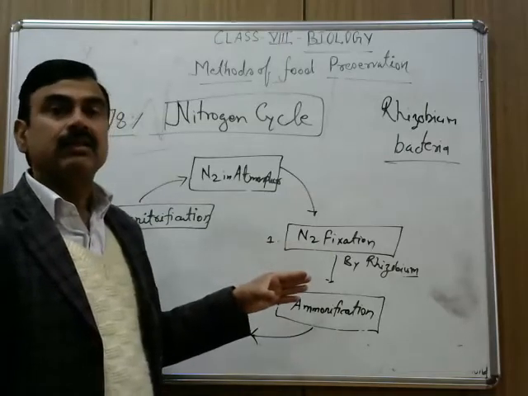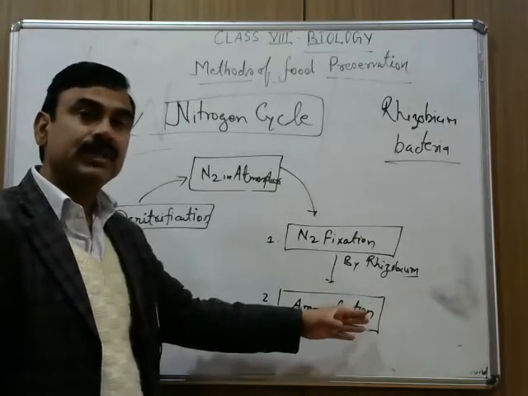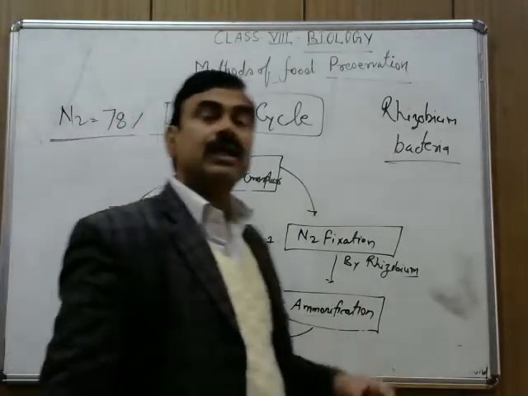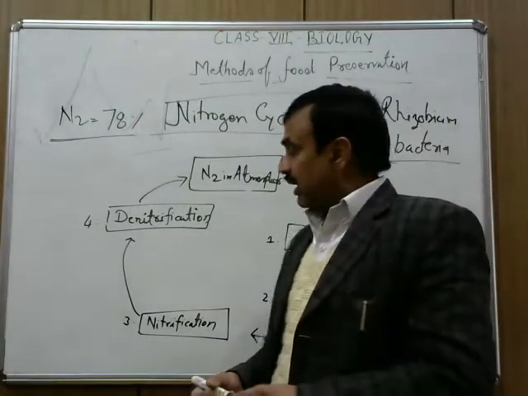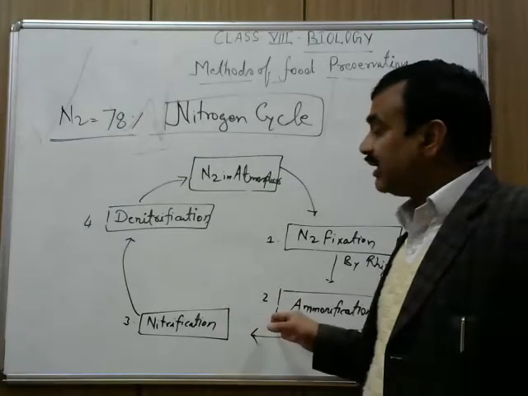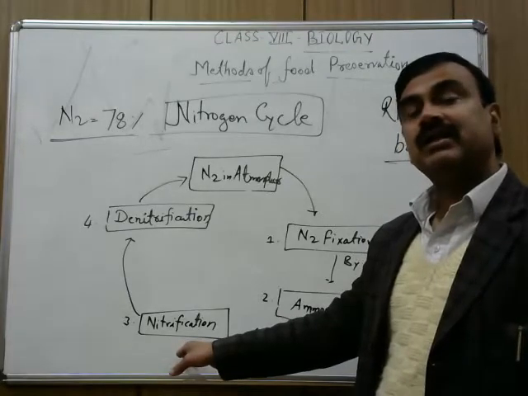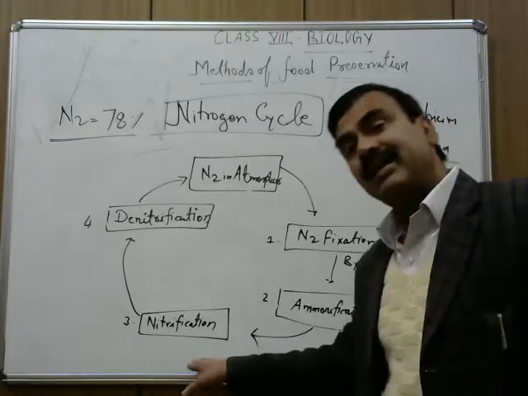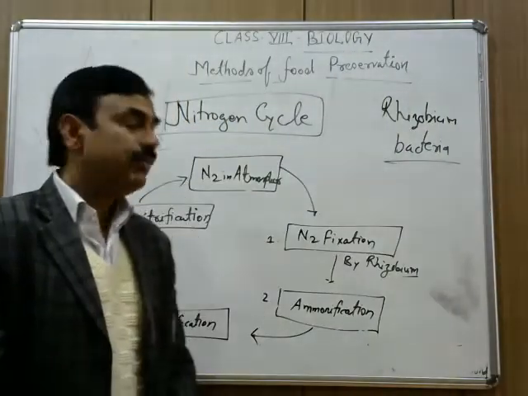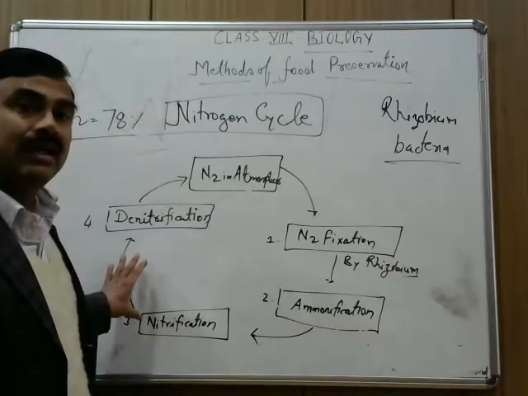Then that protein is converted into ammonia by the ammonification process. You can write: protein is converted into ammonia in the ammonification process. And this ammonia is converted in two more steps. First, ammonia is converted into nitrite by nitrosomonas, and then that nitrite is converted into nitrate by nitrification. So what is nitrification? The conversion of ammonia into nitrite and nitrate is called nitrification. You got my point? The process of conversion of ammonia into nitrite and nitrate is called nitrification.